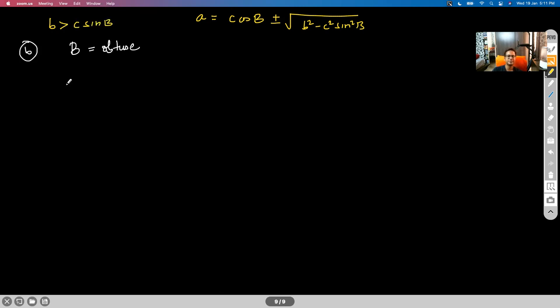Okay. So now here we'll take a situation where B is obtuse. By the way, I'll just rewrite the A again for you all to refer to. So A was C cos B plus minus under root b square minus c square sine square B. Here we have already assumed that b is more than c sine B. Please understand, if B is obtuse, then this guy, which is P, and this guy, which is Q.